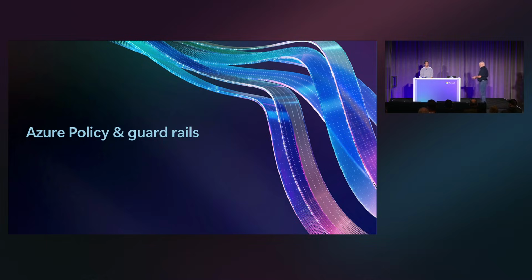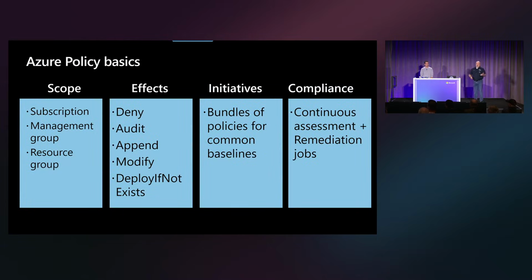So in our case, we have our policies, and the policies are the same whether you're looking at VMs or Kubernetes. The scope is the subscription, the management group, the resource group, all of that stuff. The effects are the same: deny, audit, append, modify. The initiatives are just a bunch of policies that you configure together, so you deploy them as an initiative. Compliance is continuous assessment and remediation.